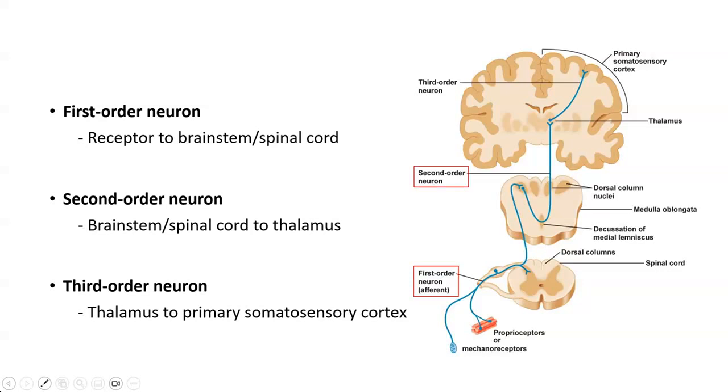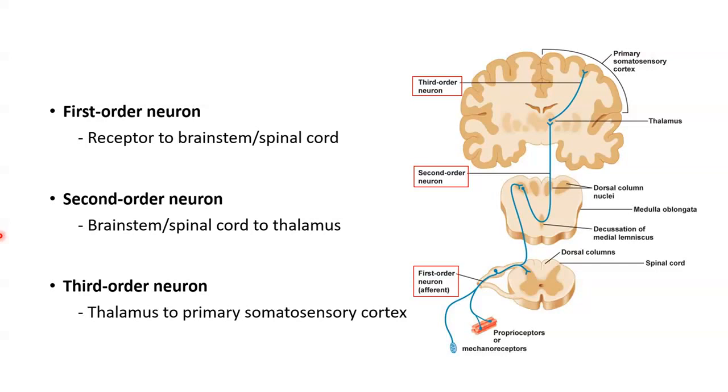Our second-order neurons, which are simply the second neuron in our neural pathway, conduct nerve impulses from the brainstem and the spinal cord to the thalamus. Remembering the thalamus is that central oval-shaped mass of tissue in the brain that acts a bit like a relay station. Axons of second-order neurons will decussate or cross over in the spinal cord or the brainstem before they then ascend to the thalamus. Our third-order neurons conduct impulses from the thalamus to the primary somatosensory cortex on the same side.